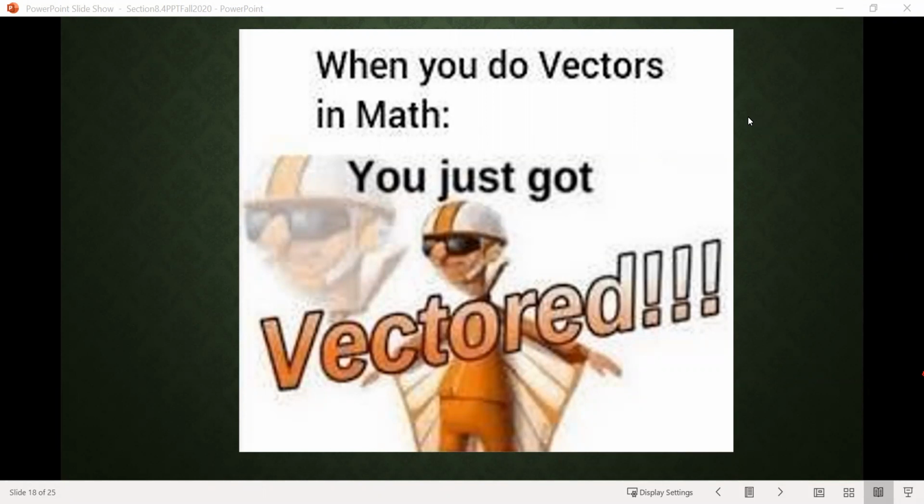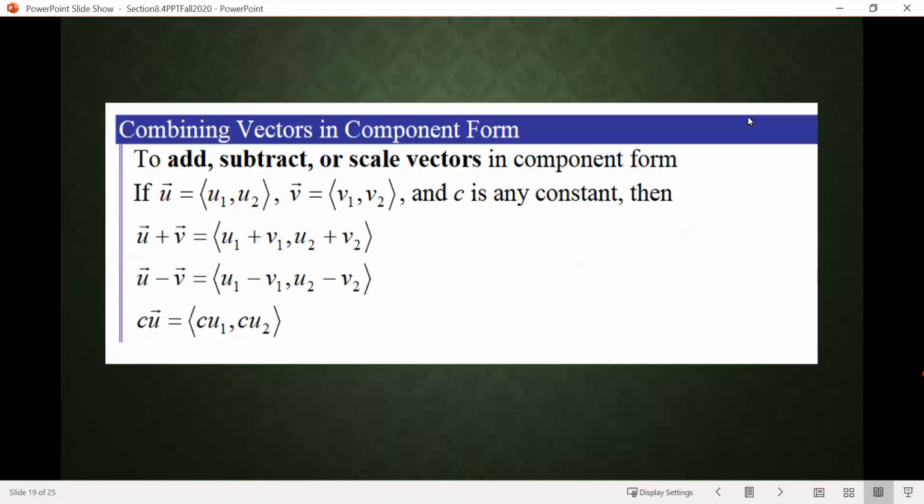In this case, we're going to look at operations with vectors, but this time we're going to look at doing those operations using the component forms of the vectors. So this panel here talks about adding, subtracting, or scaling vectors in the component form. In this case, generally, we're going to think of the vector u as having the components u1 and u2, vector v as having the components v1 and v2, and then c being a constant.